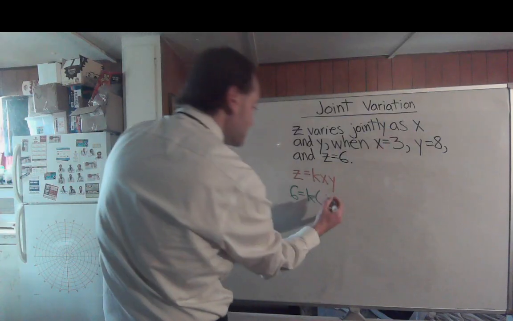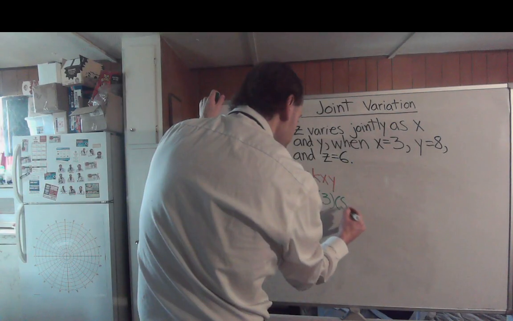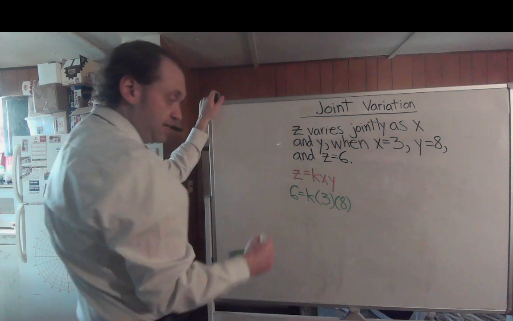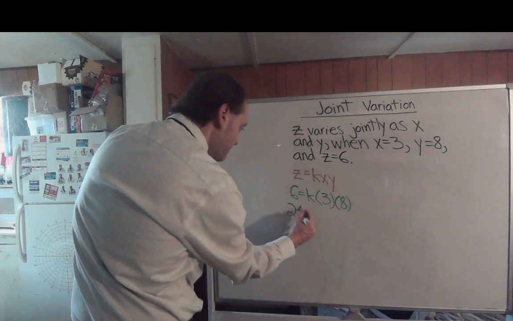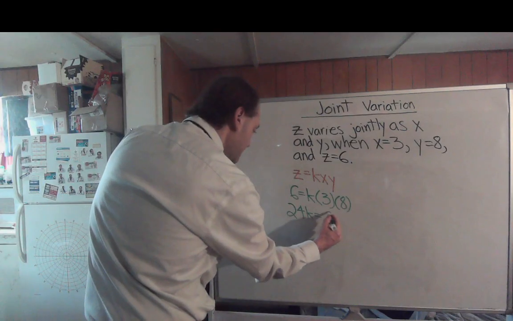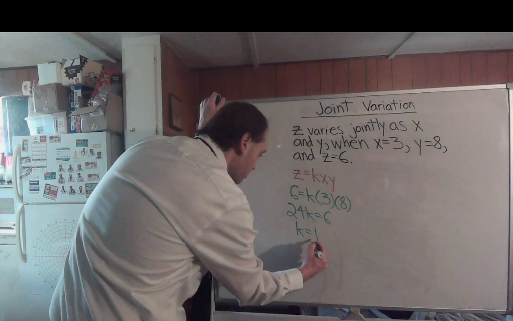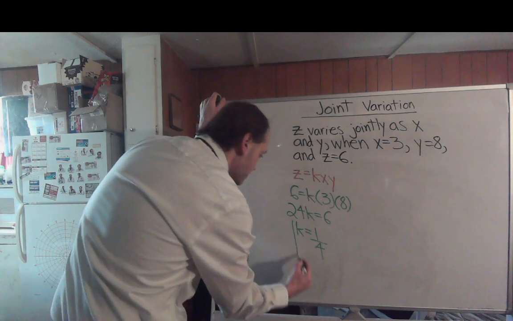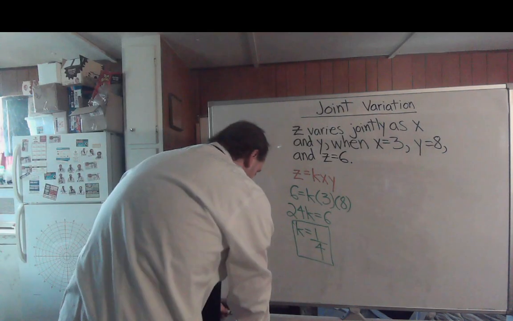Now, X is 3. Y is 8. So that means then we got to solve for K. 3 times 8 is 24. So 24K equals 6, which means your constant of variation K would equal 1/4. So there's a critical piece that we need, the constant of variation being 1/4.